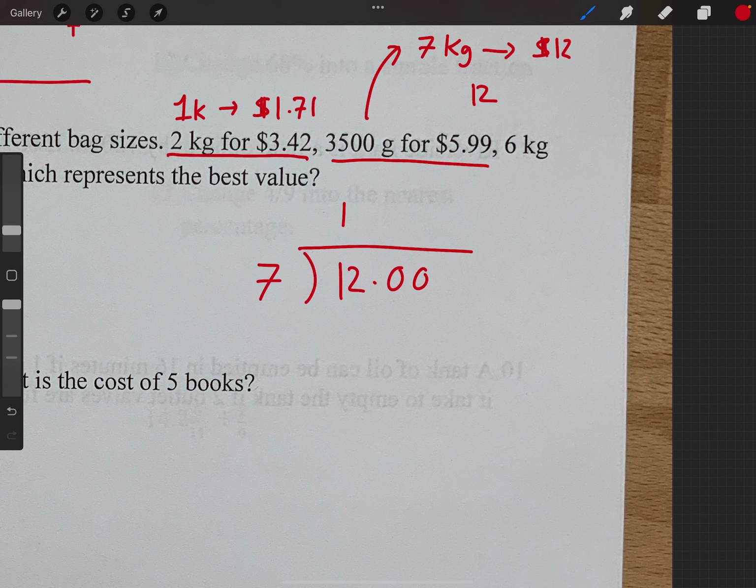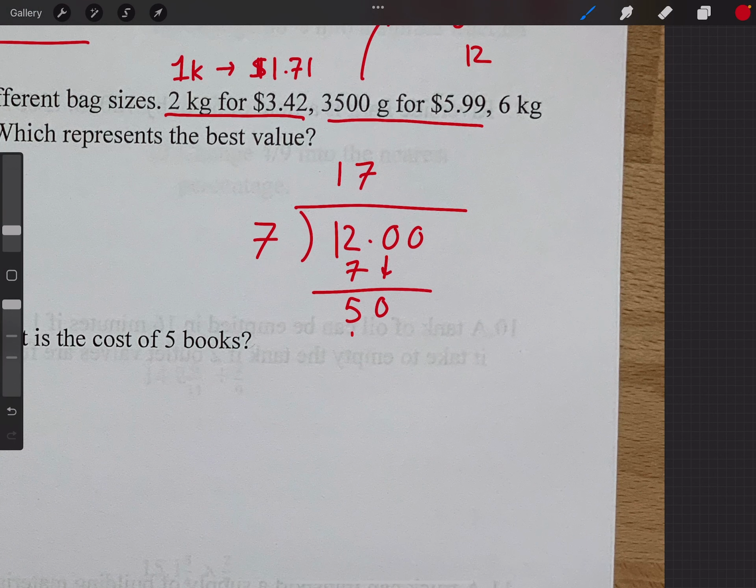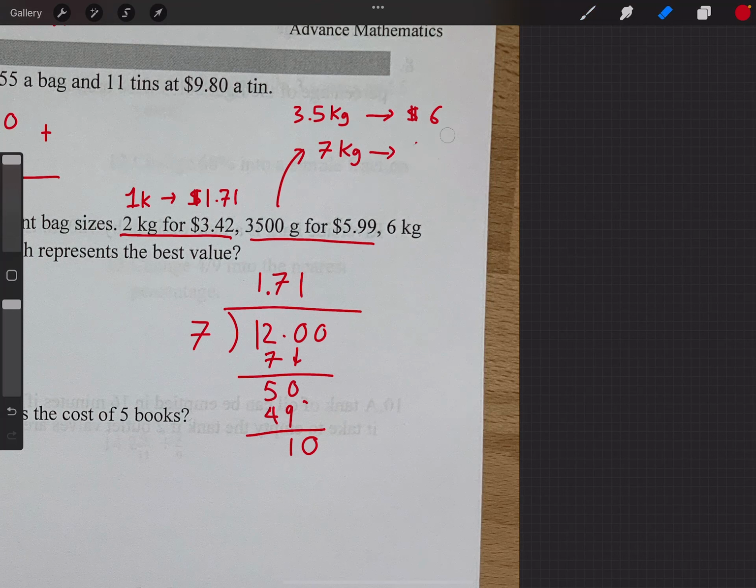12 divided by 7 is 1. 1 times 7 is 7. Take away, remainder 5. Bring the next number down, 0. 50 divided by 7 is 7. 7 times 7 is 49. Take away, you get remainder 1. Bring the next number down. This will be 10 divided by 7 would be 1. Okay, and that should be enough. So the answer is $1.71. Oh okay, so it's still $1.71. So let me just rub this out. For the second one, 1 kilogram is going to cost $1.71.